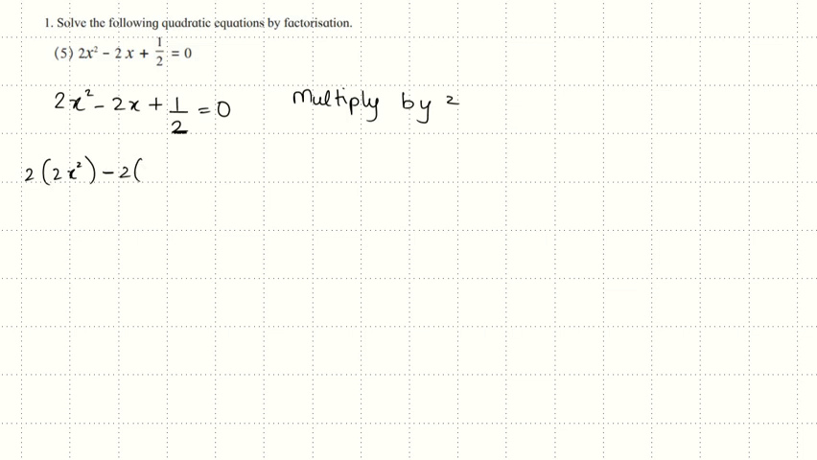Next equation is 2x squared minus 2x plus 1 upon 2 is equal to 0. If you see such a number in the denominator, multiply the entire equation by the denominator. Okay, multiply by 2, as 2 is in the denominator. So we get 2 into 2x square minus 2 into 2x plus 1 upon 2 into 2 is equal to 0. Therefore, we get 4x square minus 4x plus, this 2 and 2 gets cancelled, plus 1 is equal to 0.